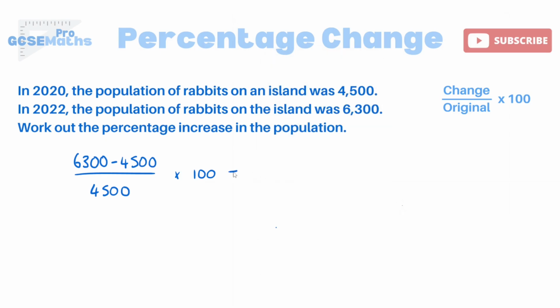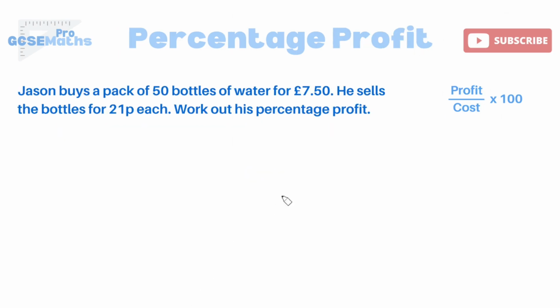So that is 40%. Obviously, it's an increase just because it's gone up, hasn't it? But it would work the same for a decrease. You would just say, oh, it's 40% decrease, for example. So as long as you memorize this formula, you can pretty much work out any percentage increase, decrease, percentage change question. Really straightforward. So percentage profit, as we said, is very similar to percentage change.